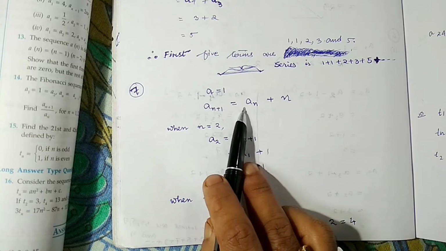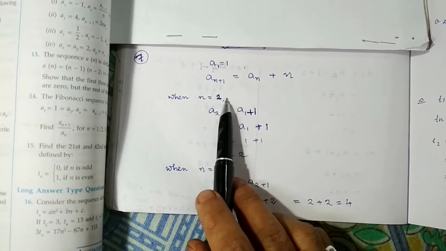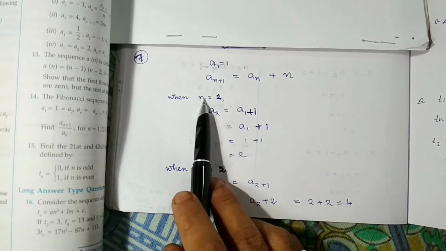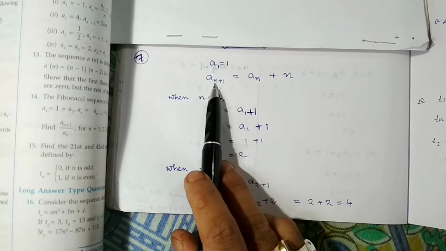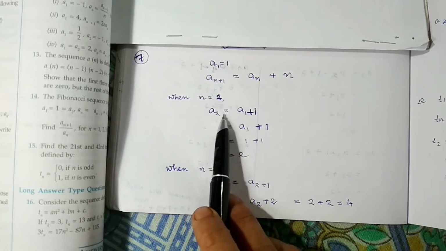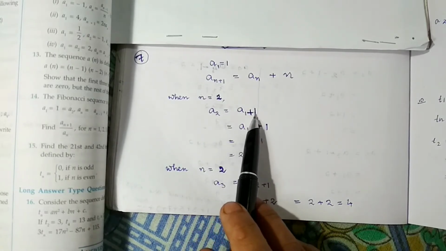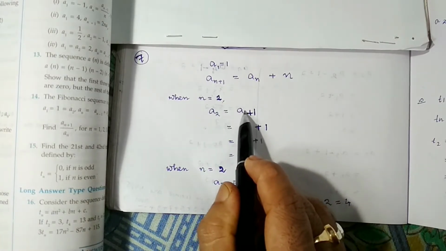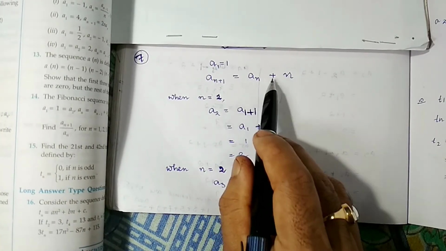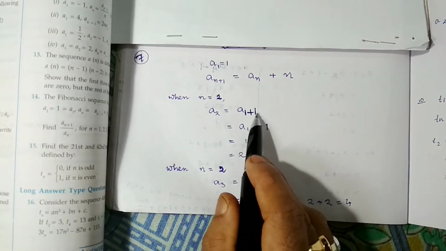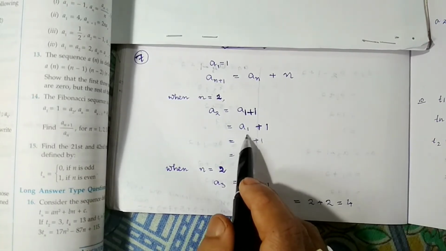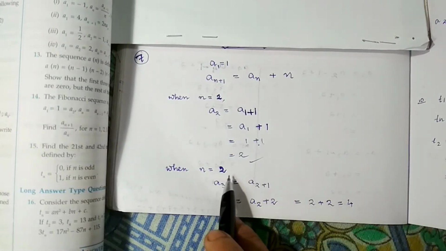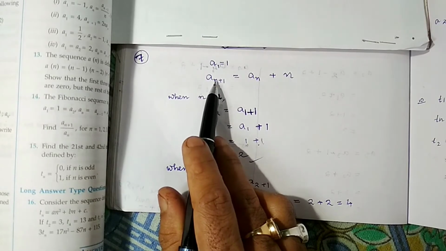Now let me consider n equals to 1. Because a1 is already known, we have to find a2. If I consider n equals to 1, 1 plus 1 it will be 2. So a2 I can write as a1 plus 1. Now we know if it is n plus 1, an plus 1, so its formula will be an plus n. So a1 plus 1. Clear? So a1 is 1 plus 1, 2.